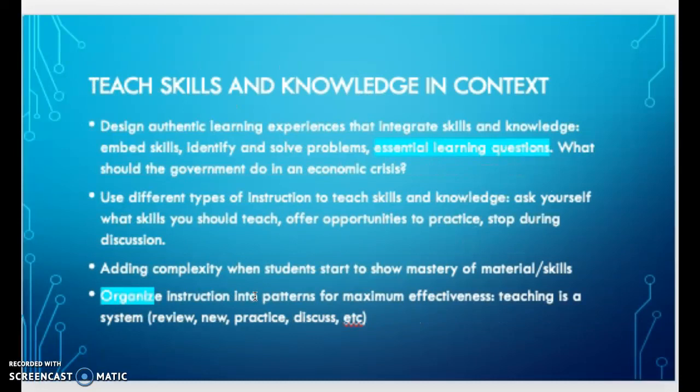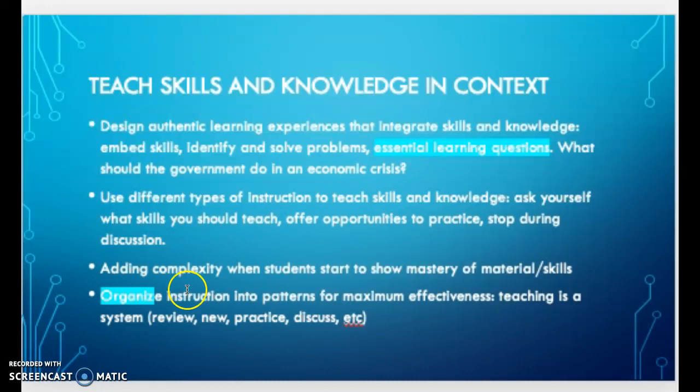Chapter 7 is teach skills and knowledge in your content area. So designing authentic learning experiences that integrate skills and knowledge, embedded skills, identify and solve problems, essential learning questions. So like daily inquiry questions. The last lesson that I did, I had students address a question that was kind of like this: what should the government do in an economic crisis? They were addressing the Great Depression and the Dust Bowl, and we're trying to learn different ways the government can or should help the people during these kinds of crises.